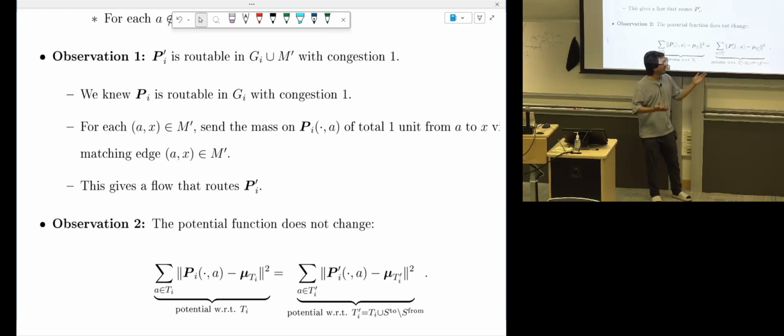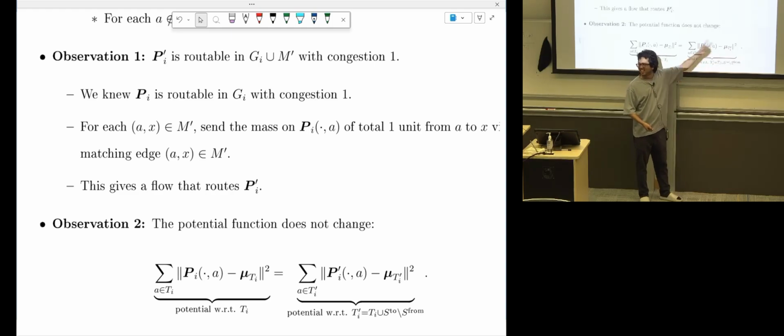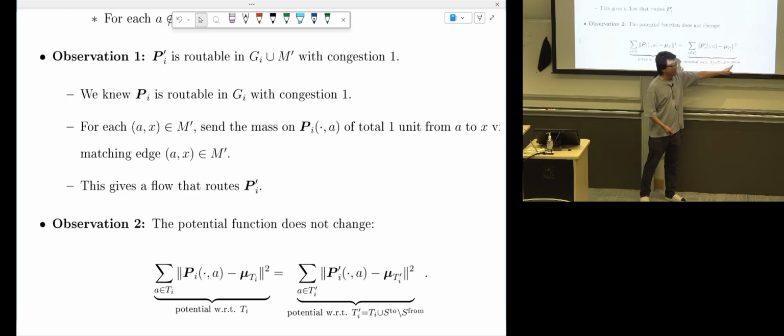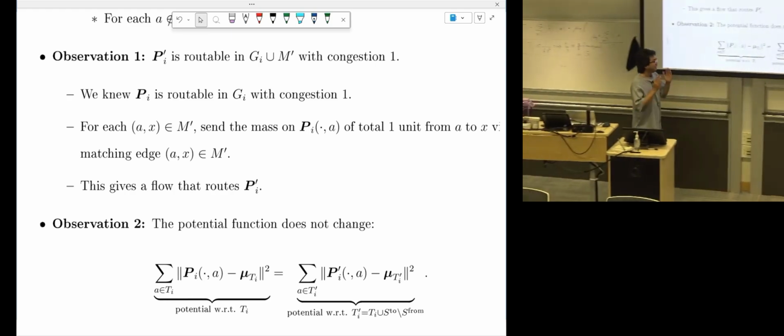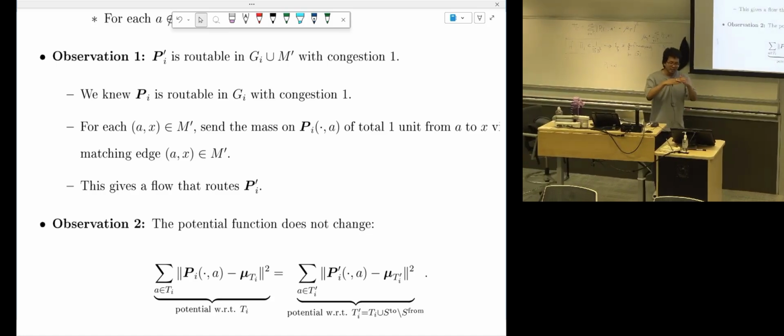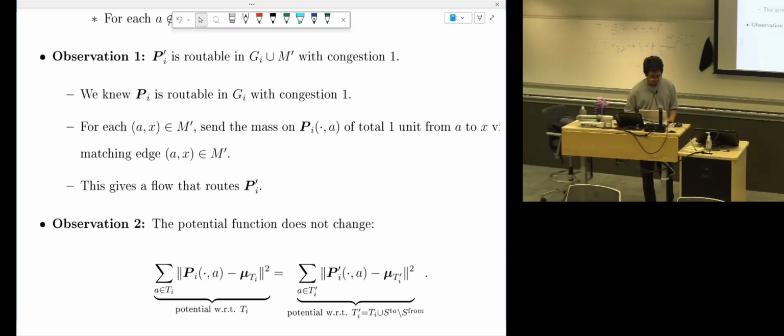So why is that? Nothing happened here. It's really just renaming, right? The thing that used to be in this sum, the thing that used to be in S from, is now moved to S2. And now we are summing the same thing, but we changed the name. So it's just the same potential. It doesn't increase, it doesn't decrease. It's just the same after this operation.